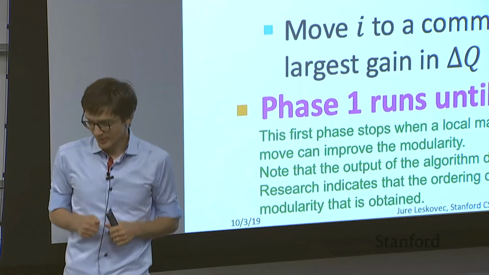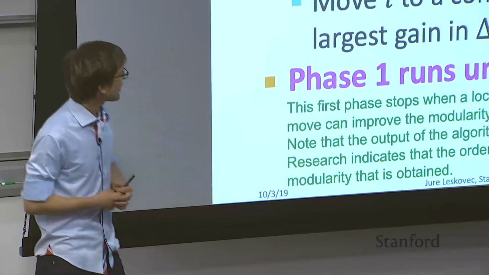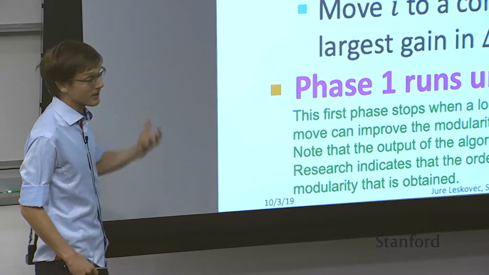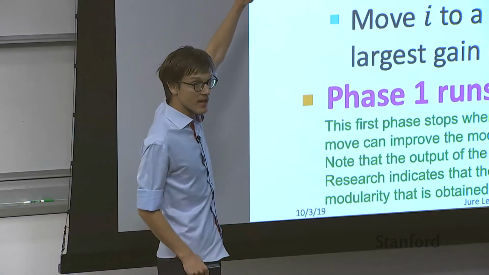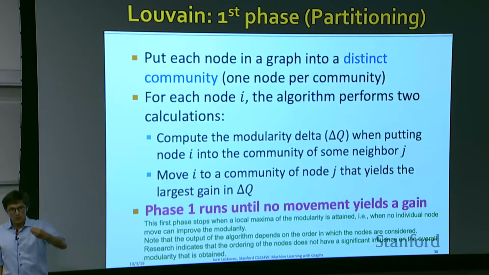Okay, good. So back to our algorithm, phase 1, partitioning. What happens? Here we start with every node belonging to a distinct community.